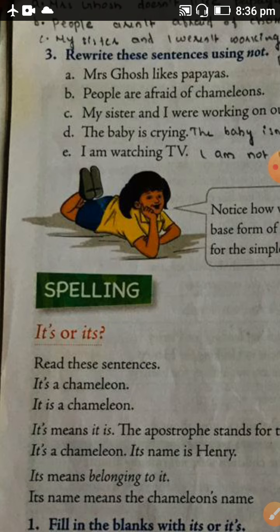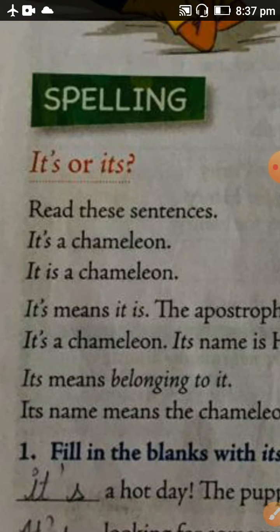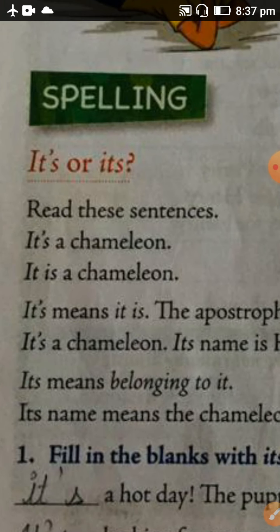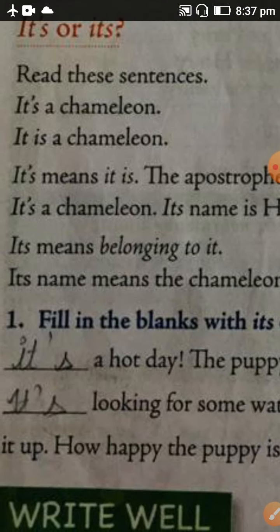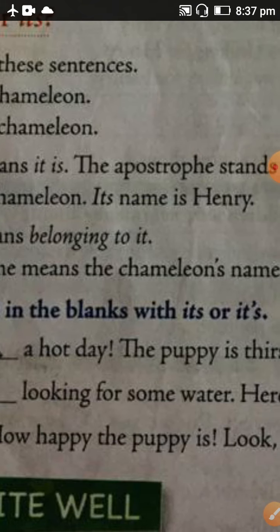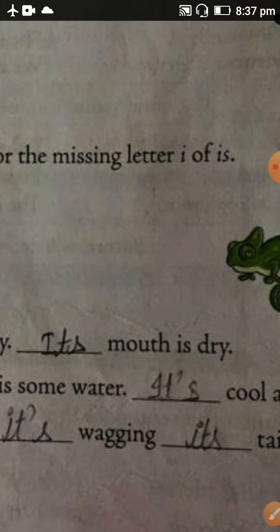There are two words, it's and its. In the first one we have apostrophe s, and in the second one it is normal, without apostrophe s. So there is a difference. See the difference first. Whenever we have apostrophe s, it's a chameleon means it is a chameleon. So the difference is that in the first one the apostrophe stands for the missing letter.